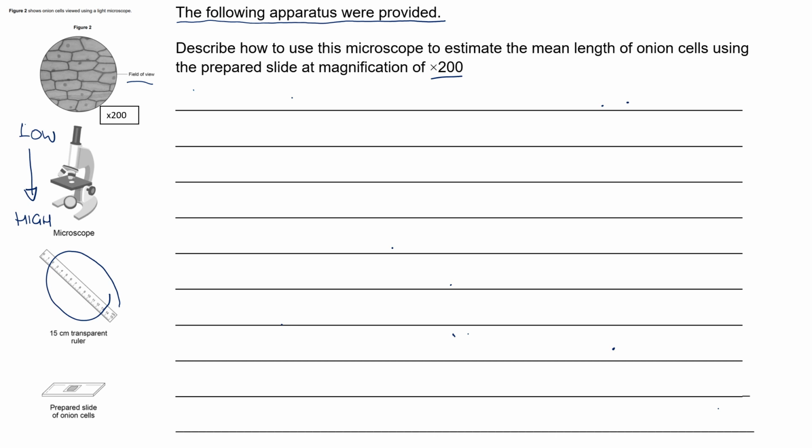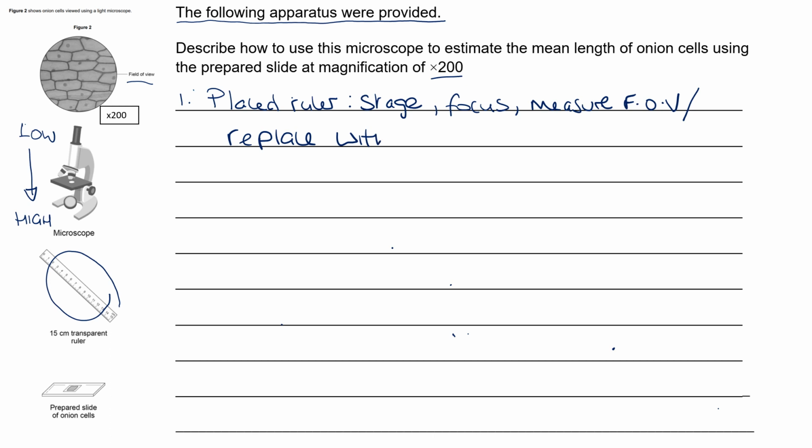Once you've decided what you need to include, then try to get to the point. And I would advise, if you do waffle on a bit, do it in bullet points or even do it with numbers. So I would start off by saying that I placed the ruler on the stage. I'm writing this in shorthand because it's on the screen. But in your answer, you would need to write everything out fully. Then focus, then measure the field of view. And then once you've done that, then you can replace the slide because you've got your diameter now.